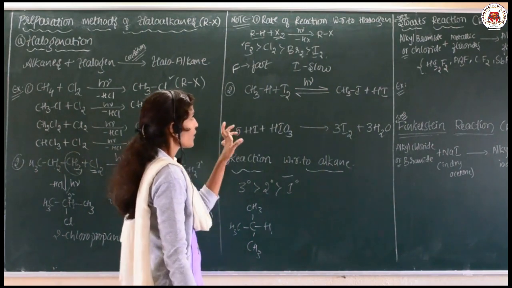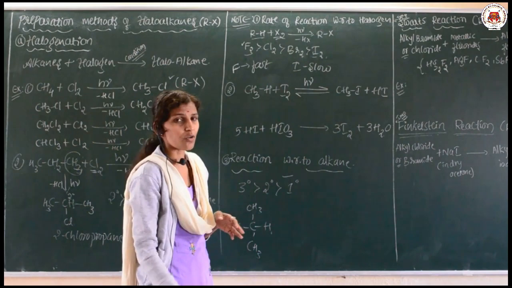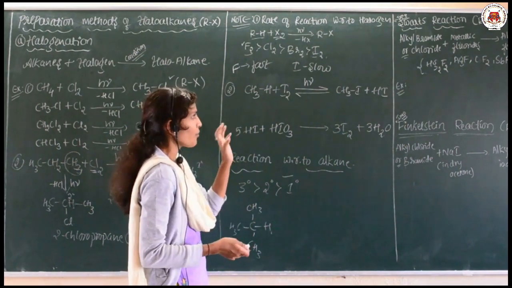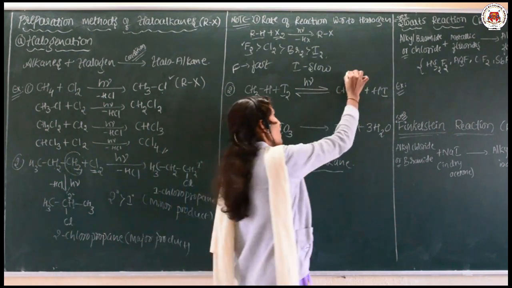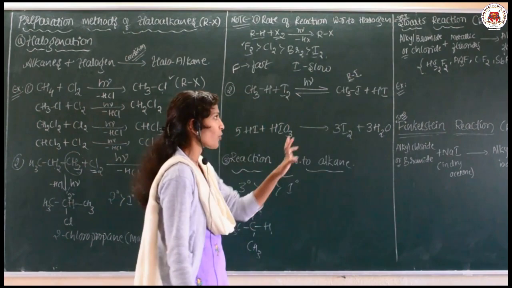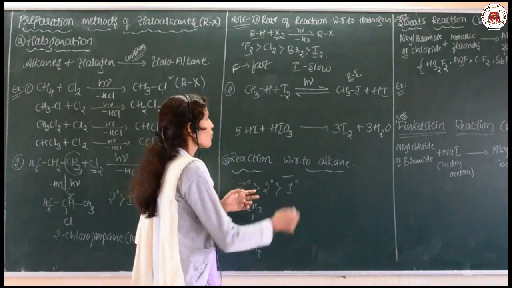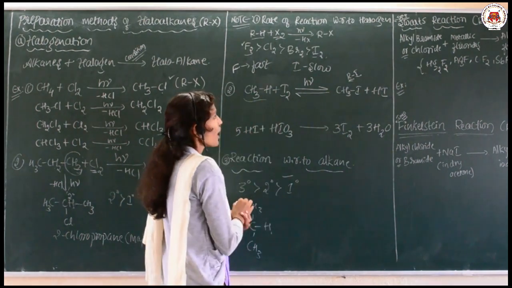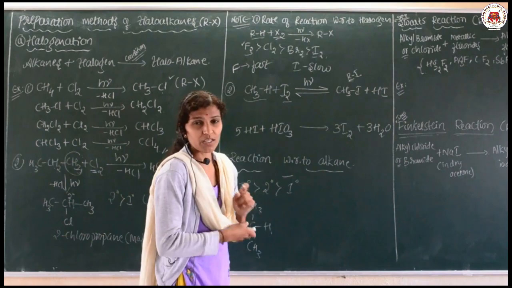As I said, iodine undergoes a very slow reaction. Let me take the case where I want to prepare an iodine compound, RI, where R can be any alkyl group. If I want to prepare CH3I, that is methyl iodide, I will take methane and react it with iodine, I2, in presence of hv.